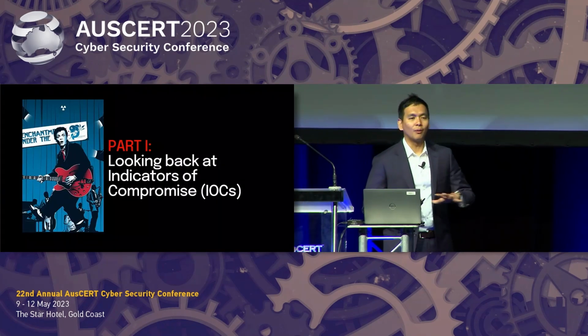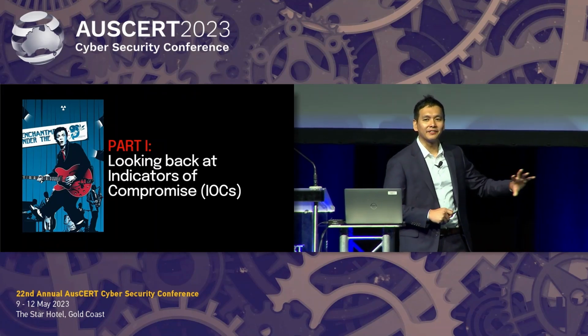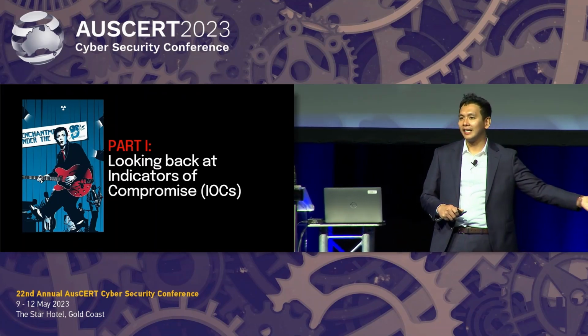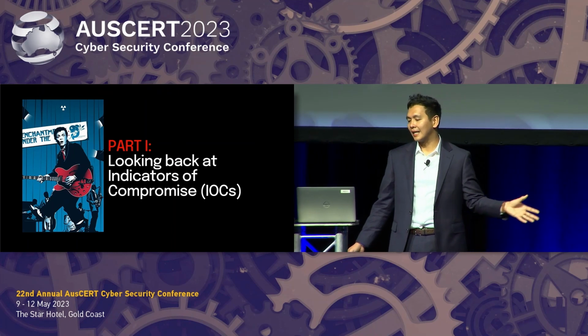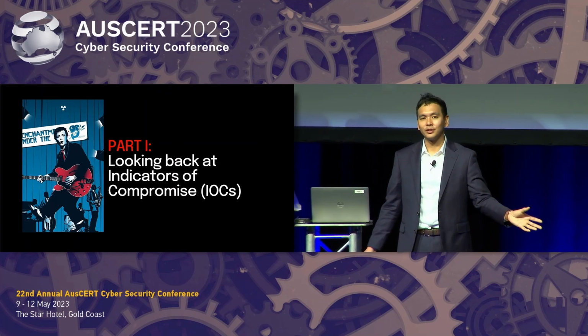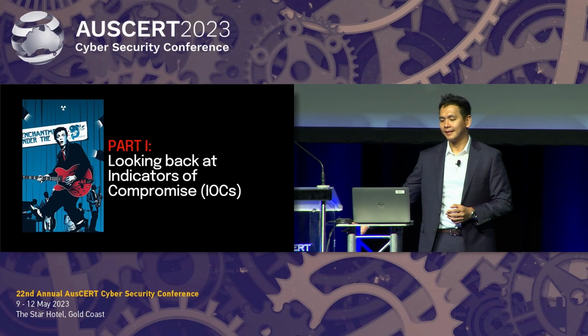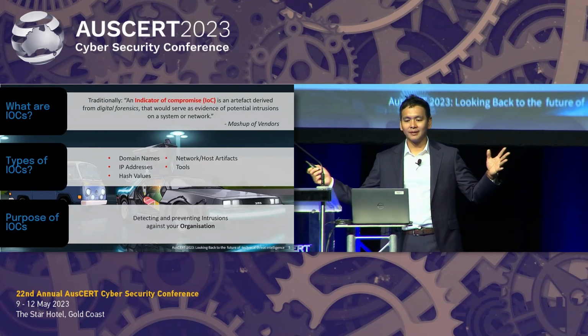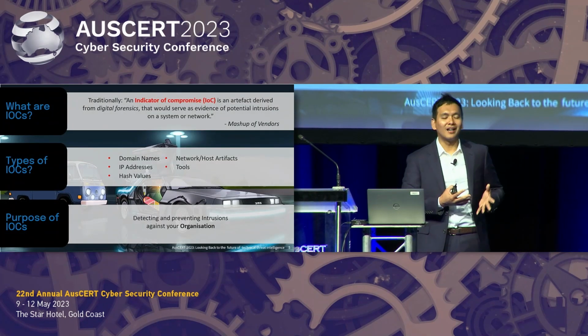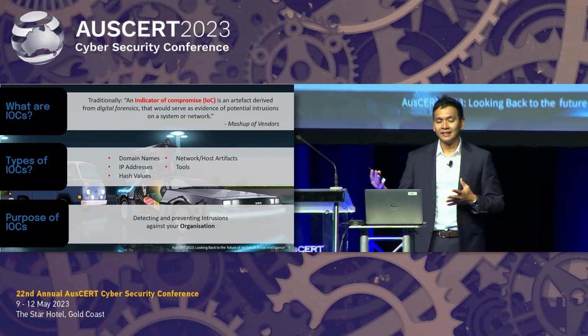So let's look at part 1. Let's revisit indicators of compromise and some of the key core applications of what most people associate indicators of compromise with. So IOCs. So what are IOCs? What are indicators of compromise?